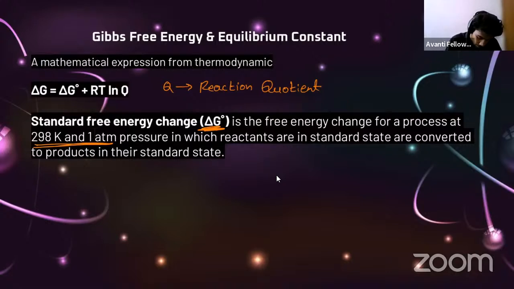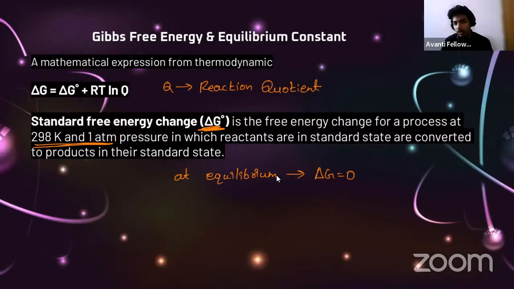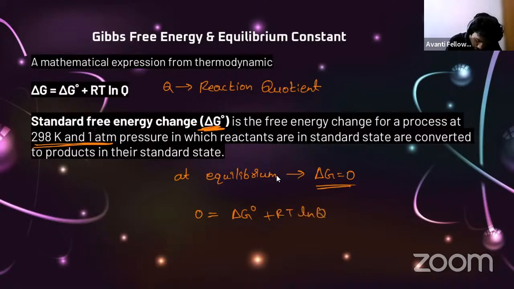Now, at equilibrium, we learned this in thermodynamics, right, delta G will be equal to 0. Why? Because the amount of forward reaction happening is the same as the amount of backward reaction. So delta G will be equal to 0. Then the equation will be 0 is equal to delta G naught plus RT ln Q. Now, at equilibrium, Q is equal to K equilibrium, right? Yes or no? So now substitute the values here, where delta G naught is equal to minus RT ln K equilibrium.